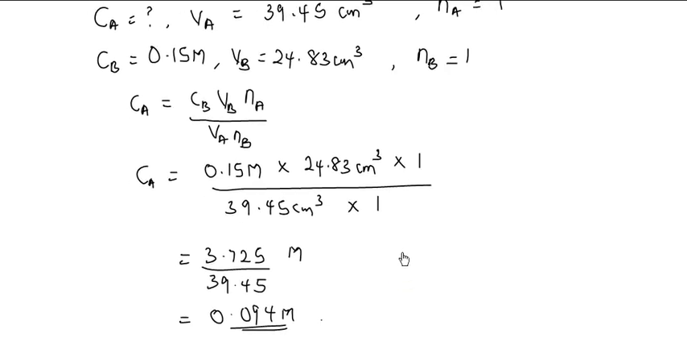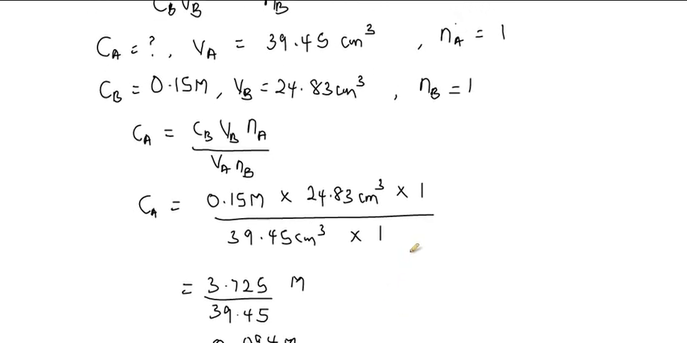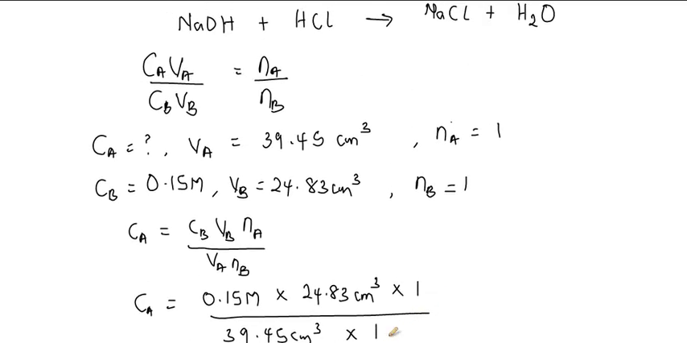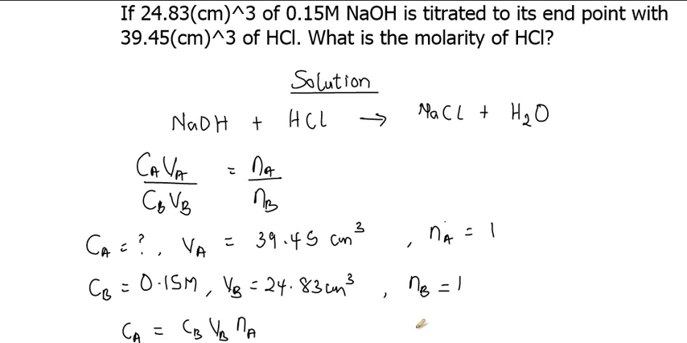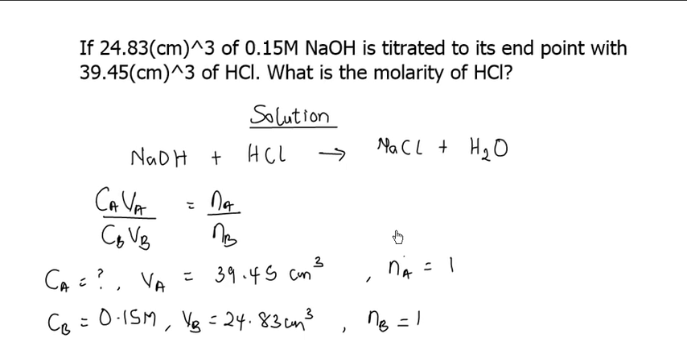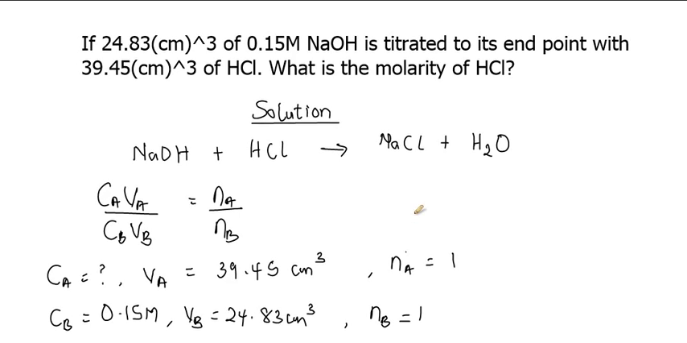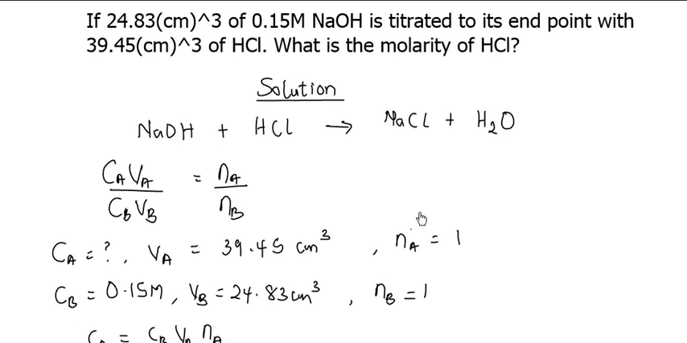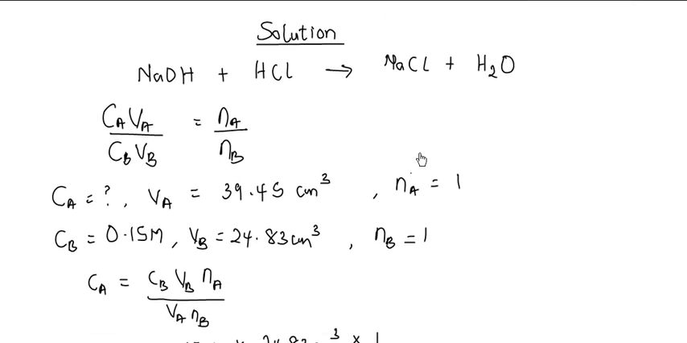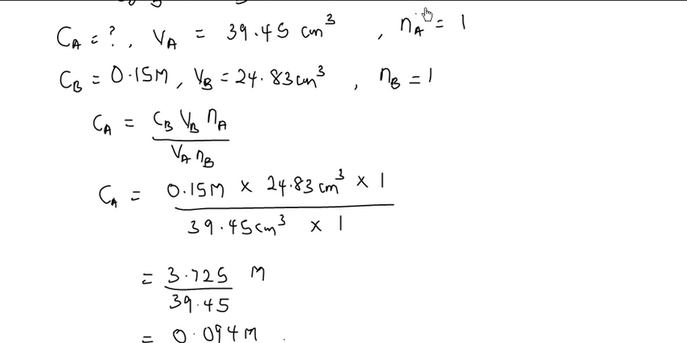So here we've calculated the concentration of acid used, which is the same thing as the molarity of the acid according to the question given. So the molarity of HCl here is 0.094 molar. And that will be all. So we've answered the question.